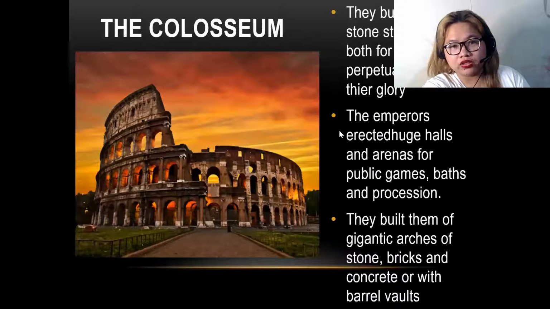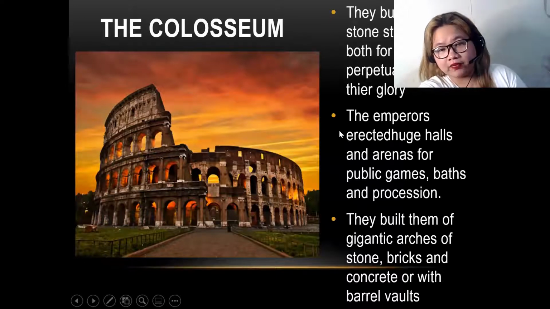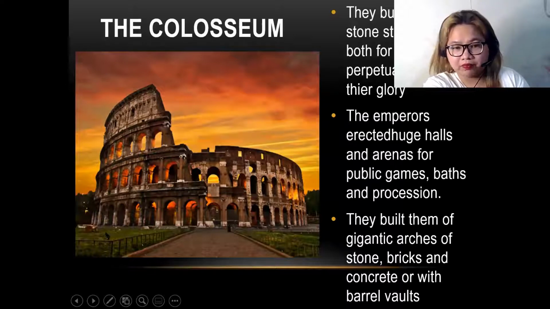So, once again, the Colosseum. They built sturdy stone structures both for use and to perpetuate their glory. The emperors erected huge halls and arenas for public games, baths, and processions. They built them of gigantic arches and stones, brick, and concrete, or with barrel vaults. So, arenas for public games, baths, and processions.